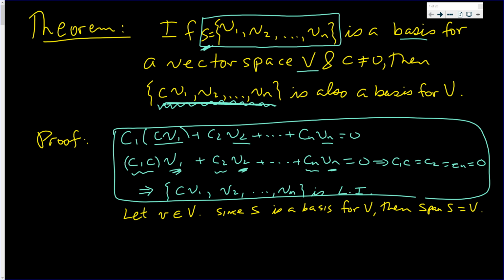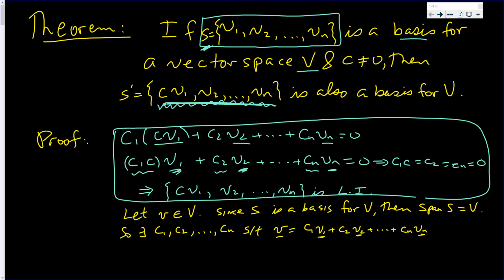I just need to show that the span of S prime is also V. Okay. So there exists c1, c2, all the way up to cn, such that little v is c1 v1 plus c2 v2 all the way up to cn vn. That is, v was able to be written as a linear combination of the vectors in S. But I want it to be from the vectors of S prime.